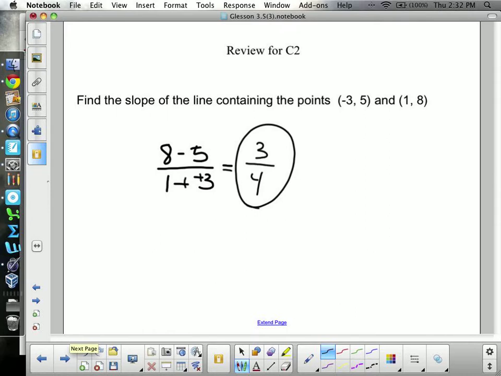Not asking for the equation of the line. All it wants is the slope. Be sure to read the question and know what it's asking for, because certainly I could give you the same thing and say find the equation of the line containing the points instead of just the slope. If you don't read the problem, you might go further than you need to. So make sure you read the instructions.